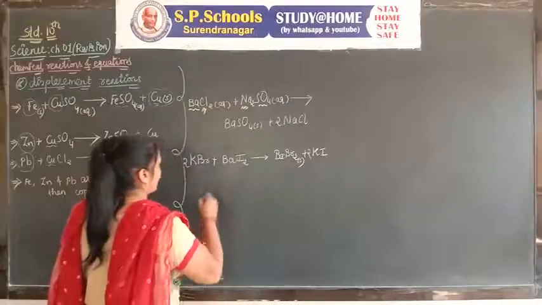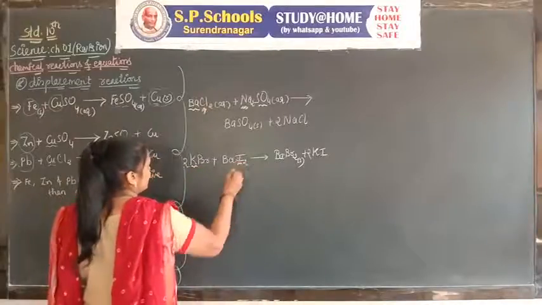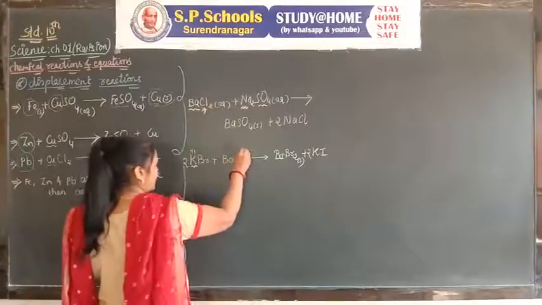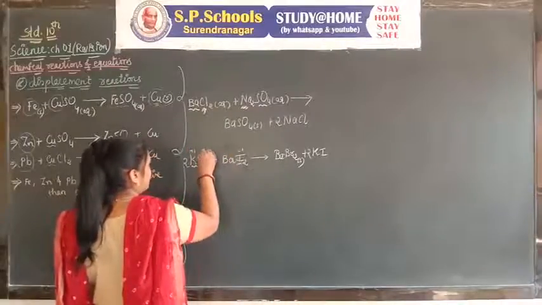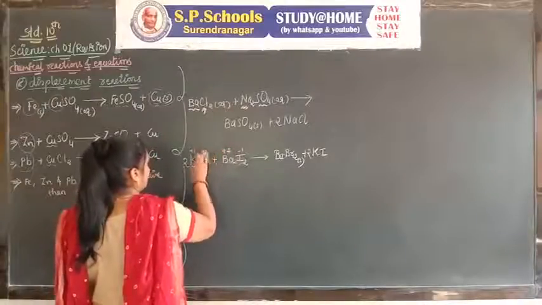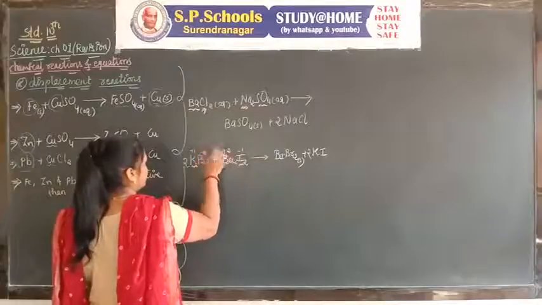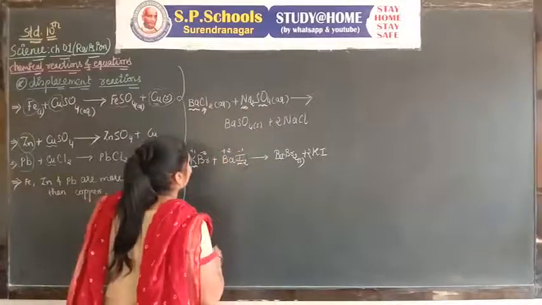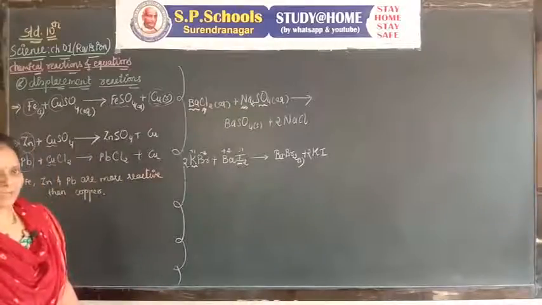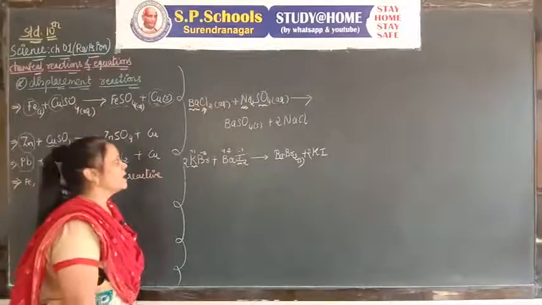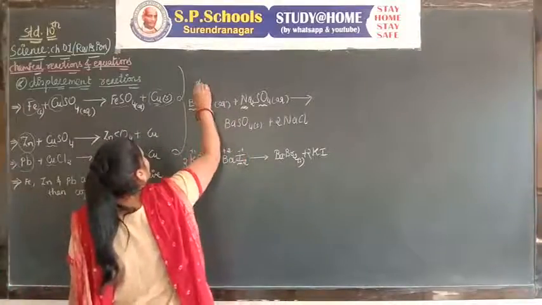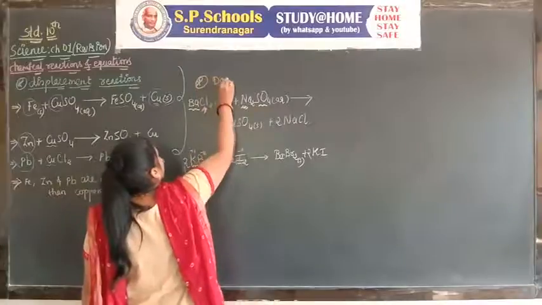Exchange of two ions. K is combined with I because K has the charge plus 1, I minus 1. Ba plus 2, Br minus 1 each. A plus ion combines with a minus ion and makes a compound. This is called double displacement reaction.